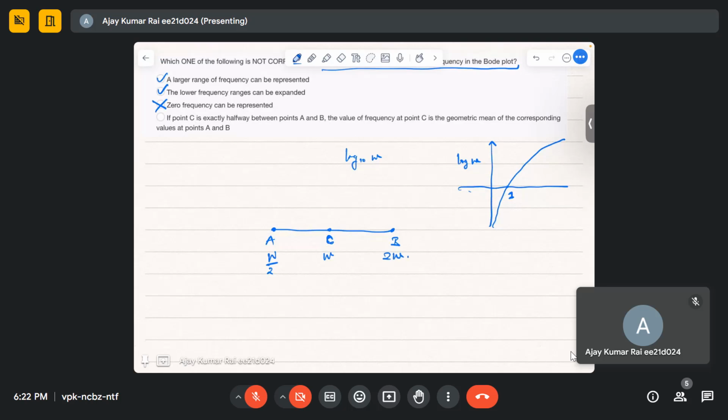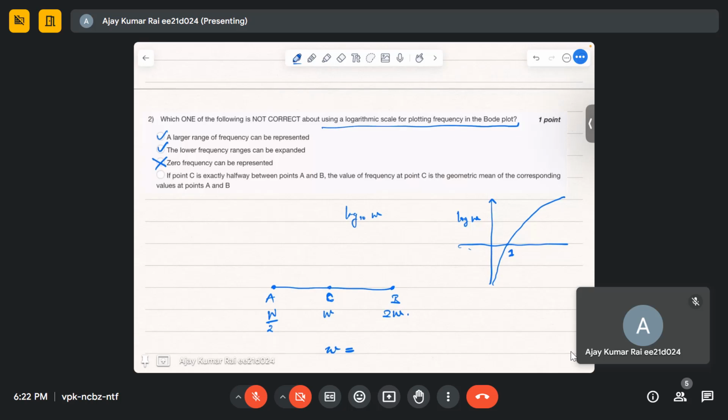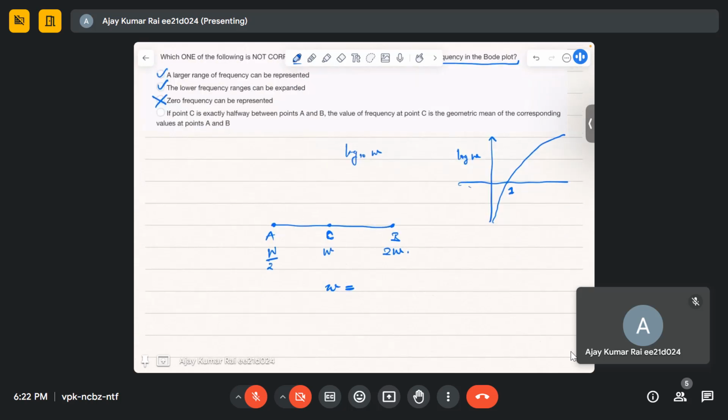What is this? This is on the linear scale, right? In the linear scale, what I'm showing is this. The frequency at point C, the geometric mean, is omega by 2 into 2 omega, so this will be equal to omega. This is linear scale, right?